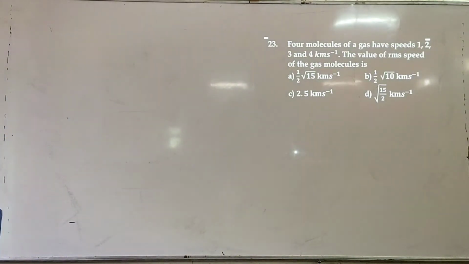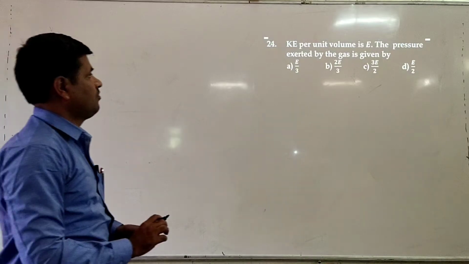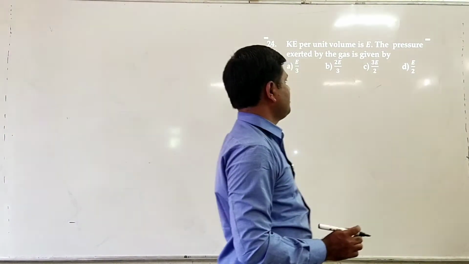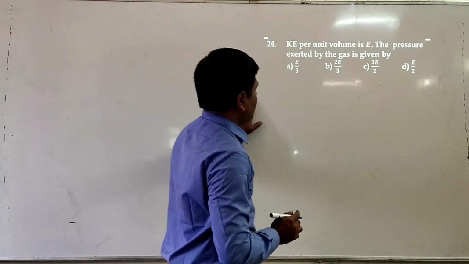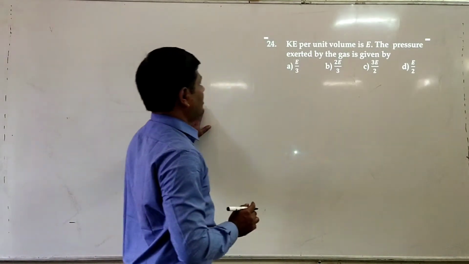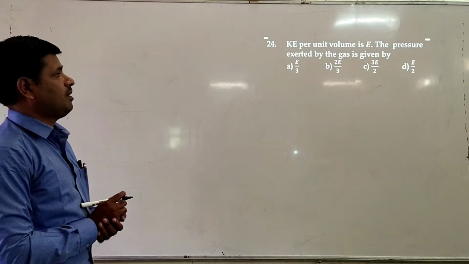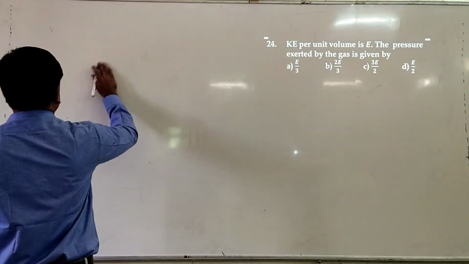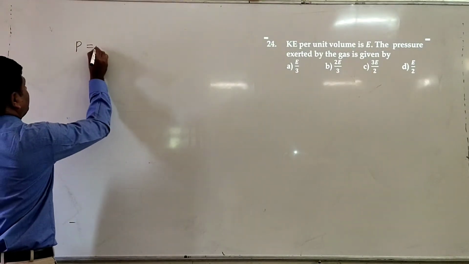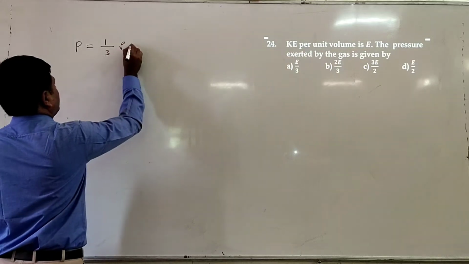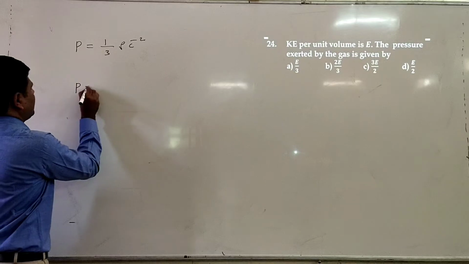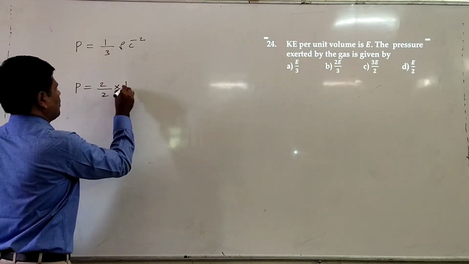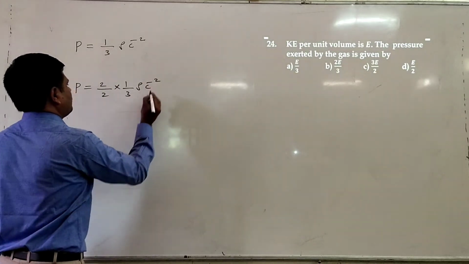Next, question number 24. Kinetic energy per unit volume is E. The pressure exerted by the gas is, what is the relation asked here? The relation between pressure and kinetic energy per unit volume is asked here. The pressure value can generally be written as P is equal to 1 by 3 rho C square. This is the pressure value. Now this is multiplied and divided by 2, 1 by 3 rho C square.